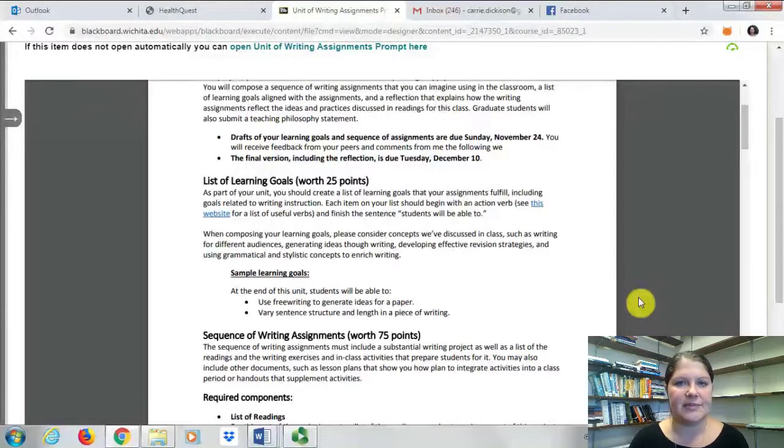So a couple examples would be students will be able to use free writing to generate ideas for a paper. And students will be able to vary sentence structure and length in a piece of writing. So those are just two examples of what I mean by beginning with an action verb that finishes that sentence, and also two examples of learning goals that are related to concepts we've talked about in this class.